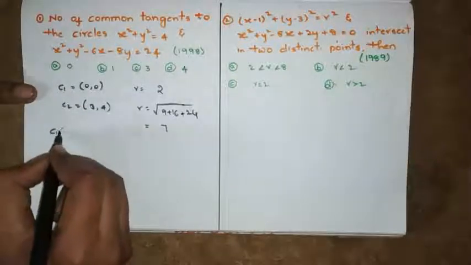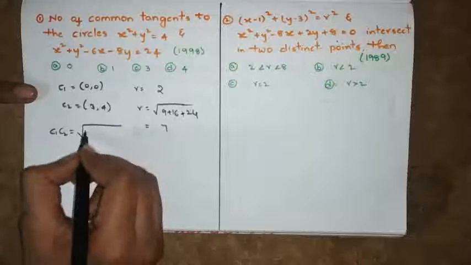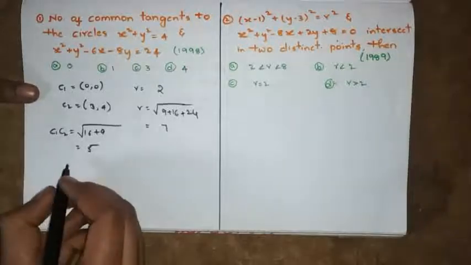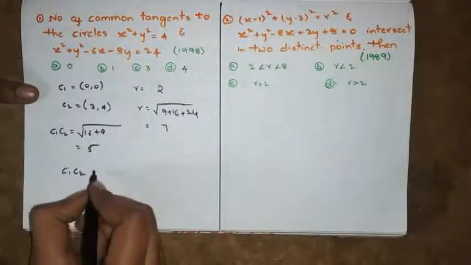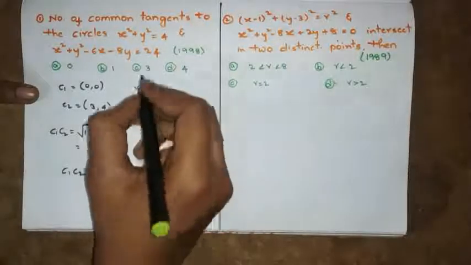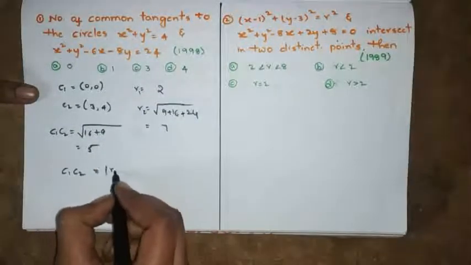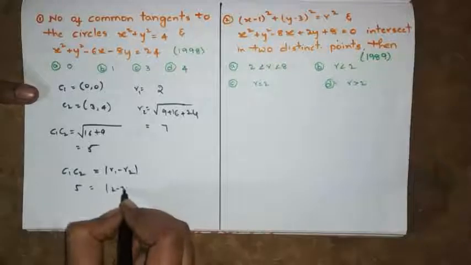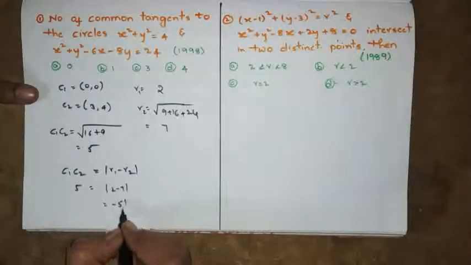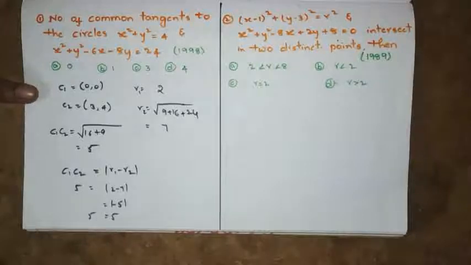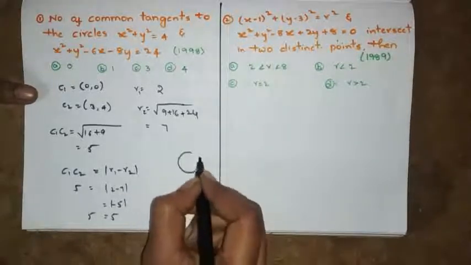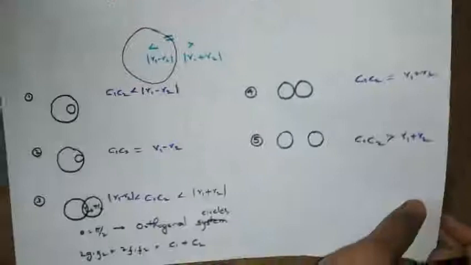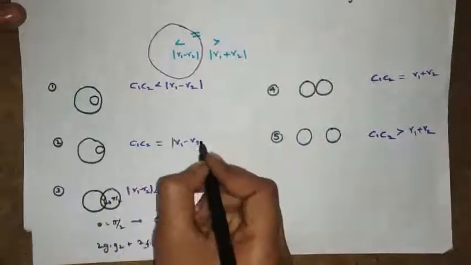What is C1C2? Get the C1C2 value first. Square root of 16 plus 9. Of course it will become 25 and then 5. Can I say that C1C2 is equal to modulus of R1 minus R2? Of course, 5 is equal to modulus of 2 minus 7. Then it will become minus 5, modulus 5 is equal to 5. So these circles touch internally. What is the condition? Internally. See the condition: C1C2 is modulus of R1 minus R2.